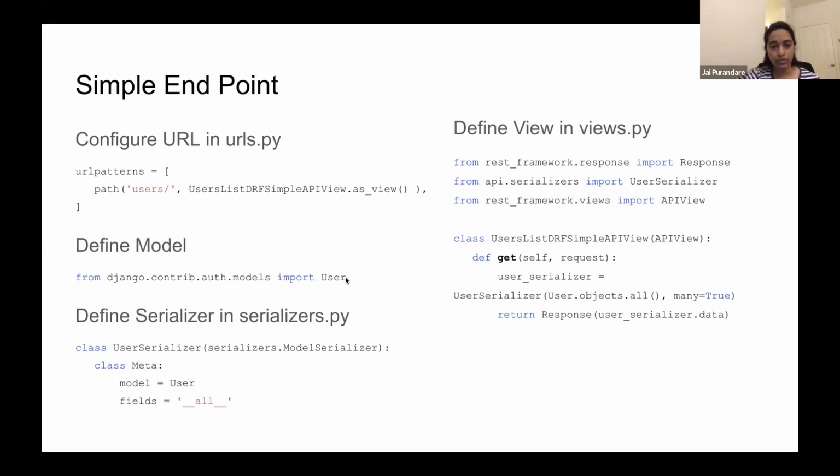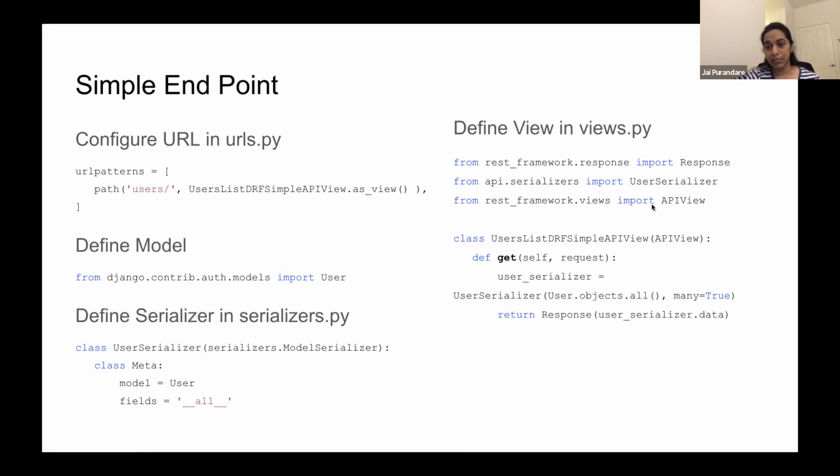So if we were to return all the users that are there in our system, all we need to do is create a URL configuration and create a serializer for that model. If you see the serializer, all it takes is that we declare the model that it uses and the fields. So this is the basic level of what a serializer requires. And then we create a view.